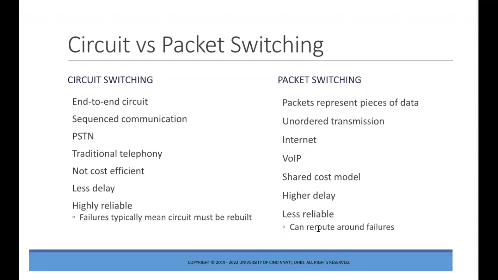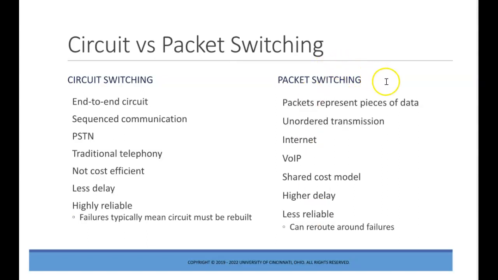Let's do a comparison between circuit switching and packet switching. Public switched telephone network and packet switching. Circuit switching has end-to-end circuits, sequenced communication. Public switched telephone network, PSTN, traditional telephony, not cost efficient. Circuit switching is not cost efficient. It has less delay. It is highly reliable. Failures typically mean the circuit must be rebuilt.